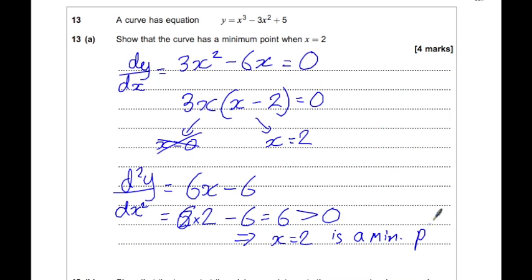It is a minimum point. If it was negative, it means it's a maximum. If it equals 0, you have to investigate further. You have to do the subbing in either side, because it could be any of the 3.